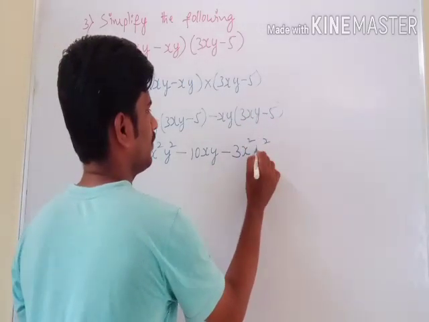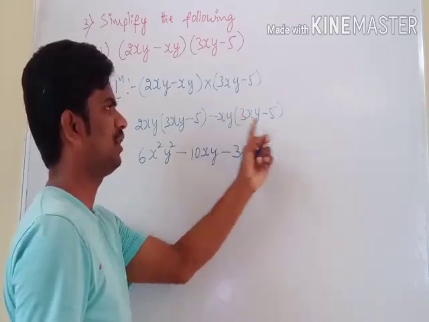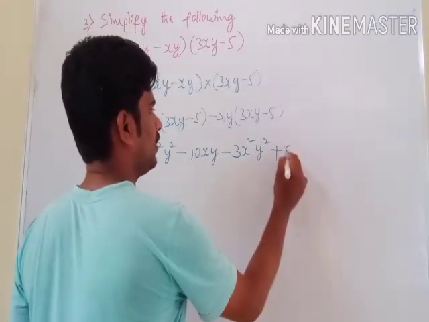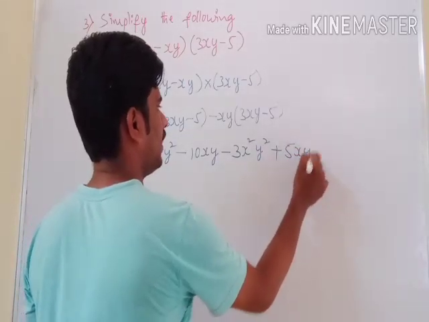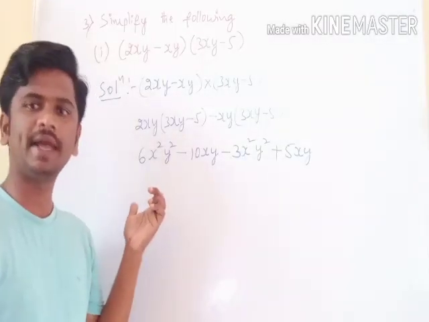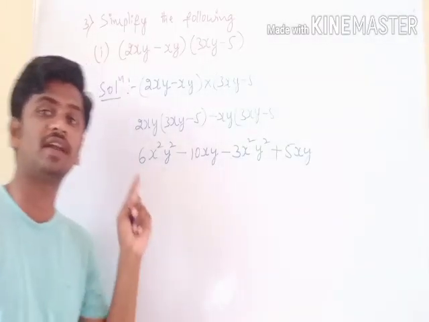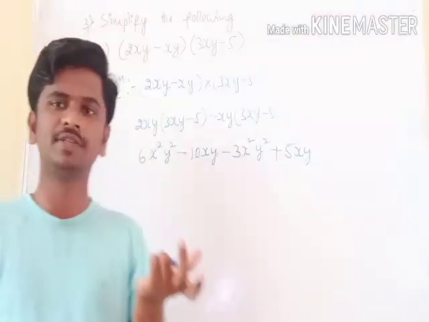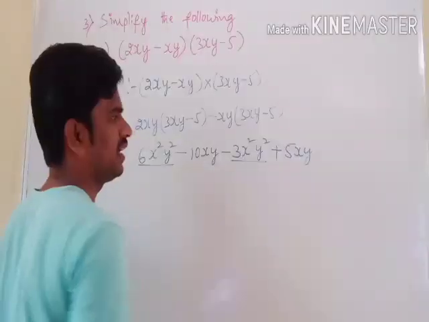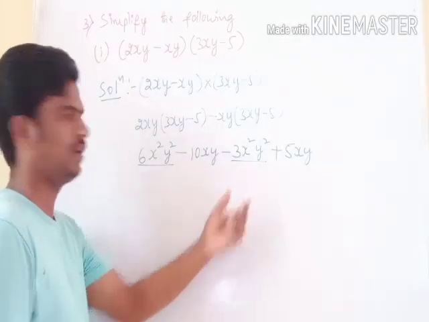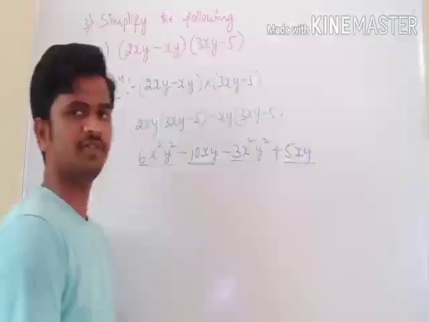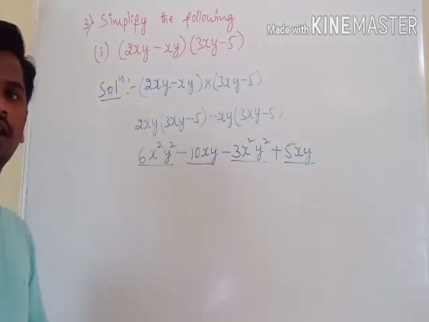Next, here this one is negative, this is also negative, so minus into minus plus, and this one is 5 into xy. And observe in this one if there are any like terms, and we know that if there are any like terms we can add or subtract. Here 6x square y square, here minus 3x square y square, those are two like terms. In the same manner, this is minus 10xy, this is plus 5xy. Those two are like terms.